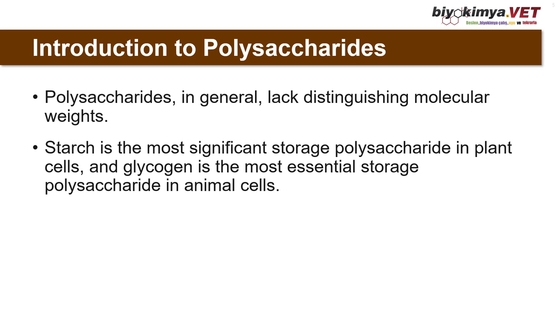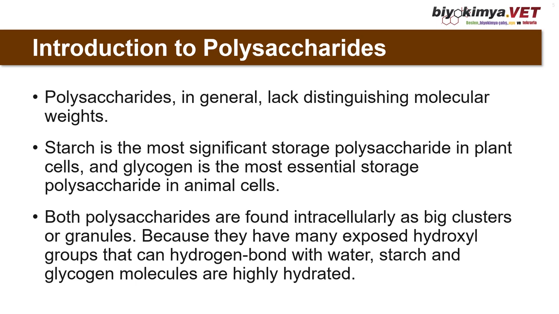Starch is the most significant sugar-rich polysaccharide in plant cells, and glycogen is the most essential sugar-rich polysaccharide in animal cells. Both polysaccharides are formed intracellularly as big clusters or granules because they have many exposed hydroxyl groups that can hydrogen bond with water. Starch and glycogen molecules are highly hydrated. Most plant cells have the ability to form starch, and starch storage is especially abundant in tubers, such as potatoes, and in seeds.